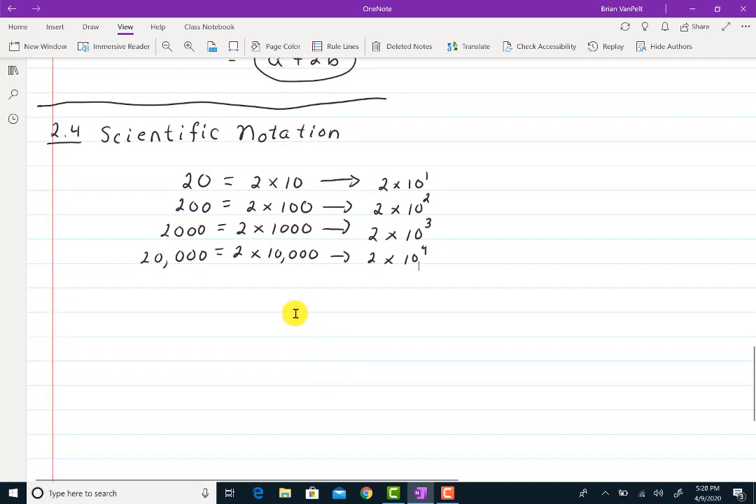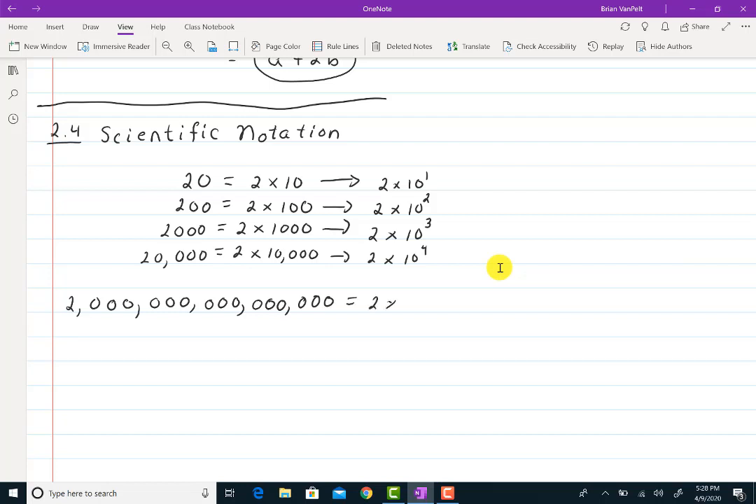You ought to know that from schooling that you had prior to coming to Tri-C: when you see 10 to the fourth power, you know that that is a 1 with 4 zeros after it. So if I write 2, 1, 2, 3, 4, 5, 6, 7, 8, 9, 10, 11, 12, 13, 14, 15. So that's 2 with 15 zeros after it. That's the same as 2 times 10 to the 15th power.